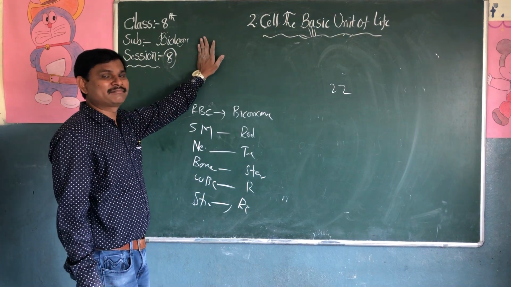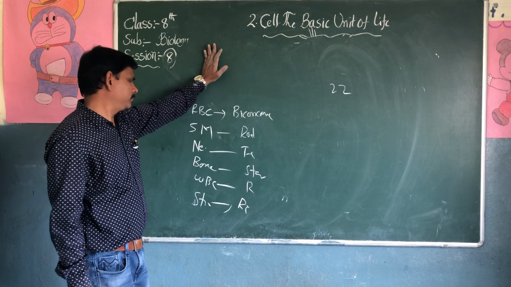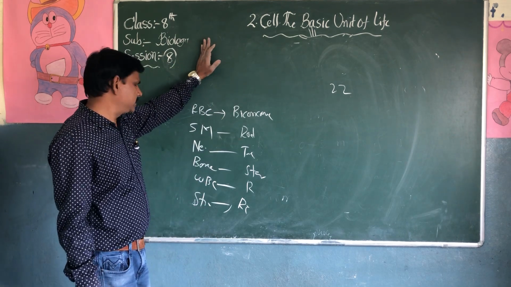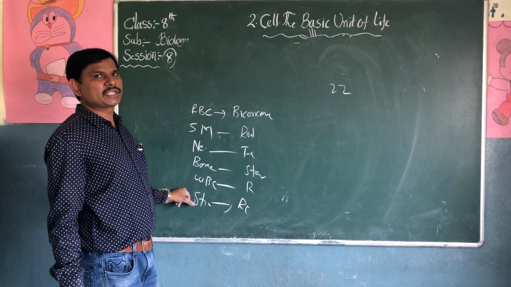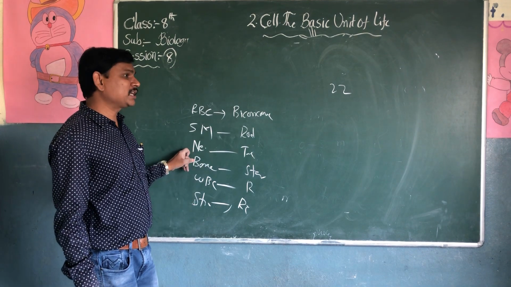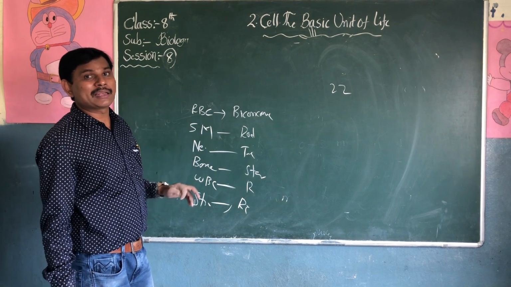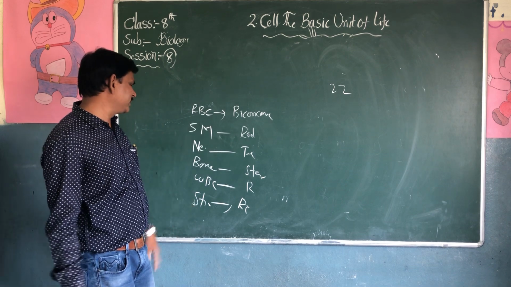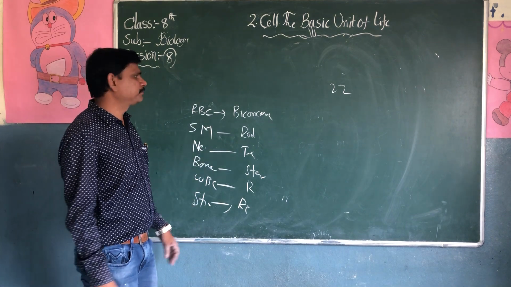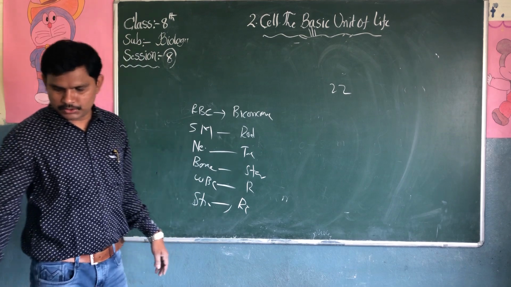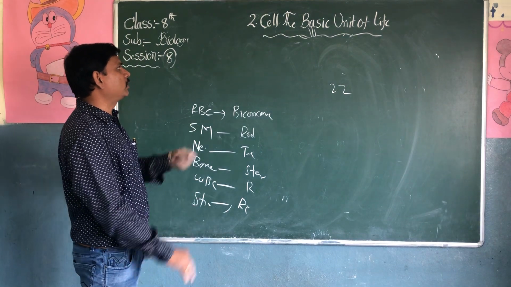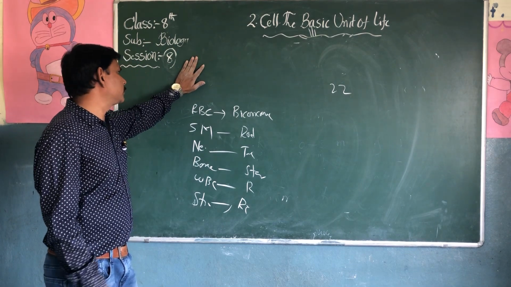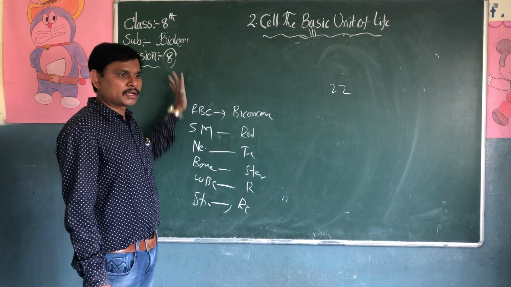RBC is located where? Blood tissue. WBC, blood tissue. Smooth muscles, striated muscles, the location is muscles. Nerves are present in the brain and spinal cord. Bone cells are in all bones. WBC is also located in blood tissues. Okay, this is about the cell, the basic unit of life. So the second lesson is completed.